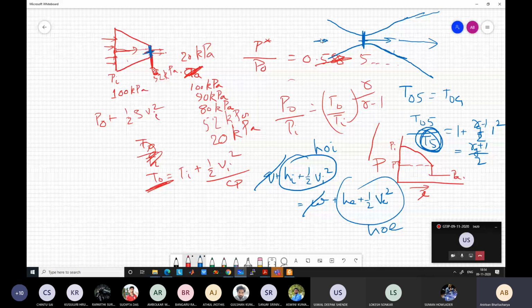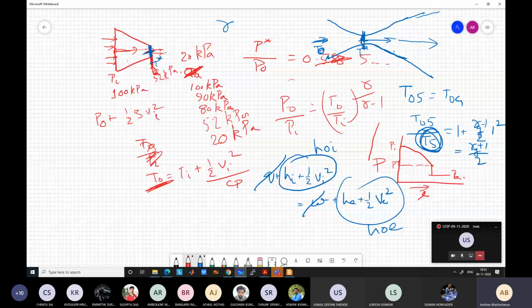Sonic velocity is also fixed. It is dependent only on the inlet condition, because inlet condition determines the stagnation temperature, and based on the stagnation temperature, this critical temperature here is fixed. It only depends on the gamma value. Because the critical temperature only depends on the inlet condition, this temperature here is fixed.